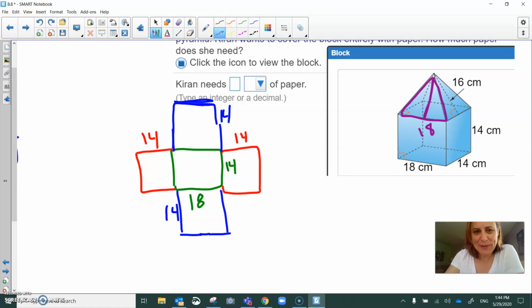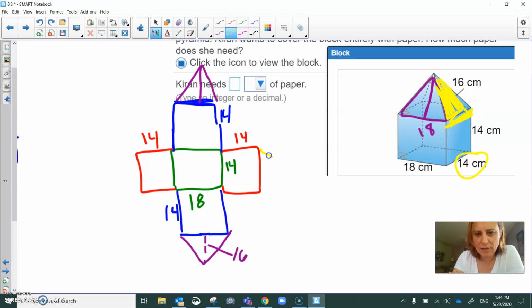Okay, so that purple triangle right there would come off of the side that's 18, and then the height of it is 16. And then there's another one back here, 18 and 16. And then we've got these guys, and these guys are a different size than the purple ones because this direction is only 14. So they're going to come off here and here. This direction is 14, and then the height is also 16.